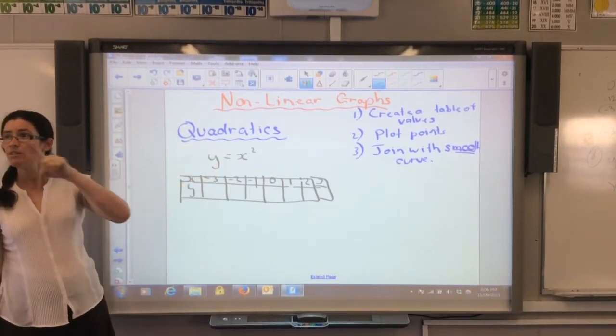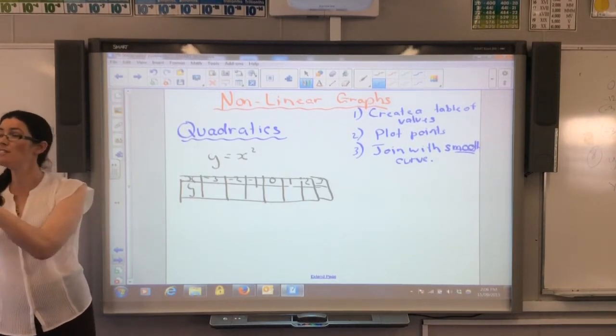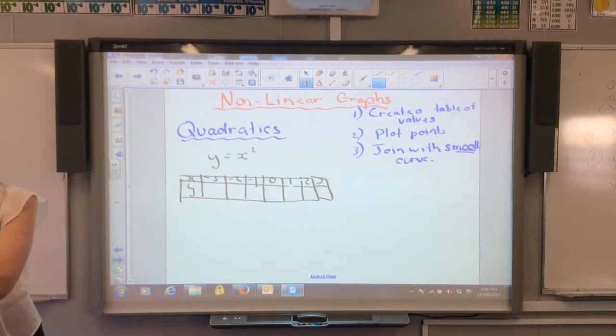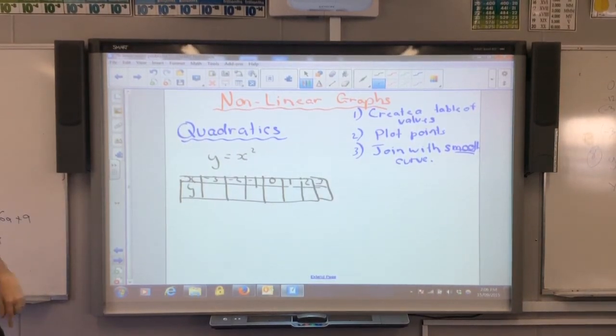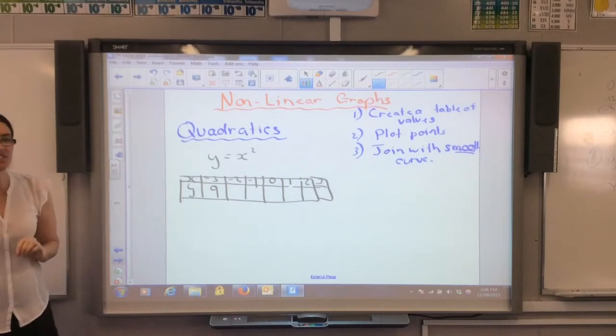This is my rule. -9. Really? Positive 9. Matthew, why is it positive 9? Because a negative times a negative makes it positive. So that is positive 9. You need to write this down, Nick.